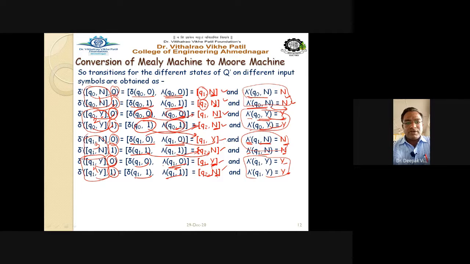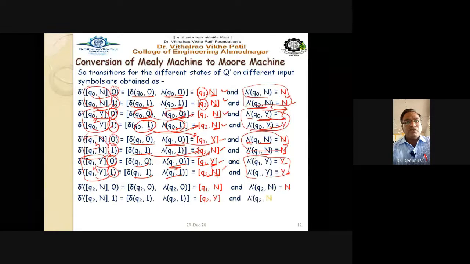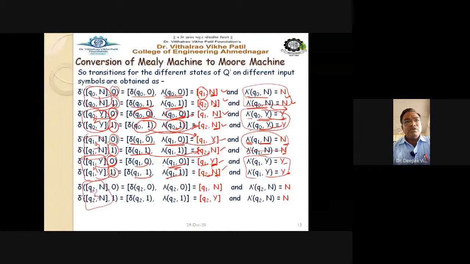So still 4 transitions are remaining. That is nothing but the next 2 states, that is delta Q2N on 0 and delta Q2N on 1. So this is the state number 5, Q2N on input 0 and on input 1. Get this point? On input 0, on input 1, so delta Q2 0, delta Q2 1. So Q2 0 answer is your Q2.